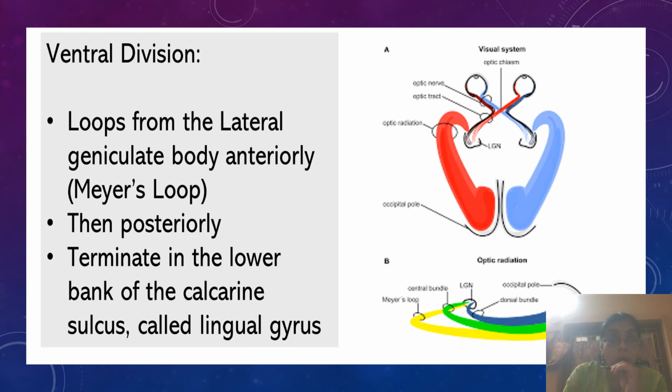So these ventral divisions, from the lateral geniculate body, first move anteriorly and form the Meyer's loop. Then they move posteriorly, and ultimately terminate at the lower bank of the calcarine sulcus, which is also known as the lingual gyrus.